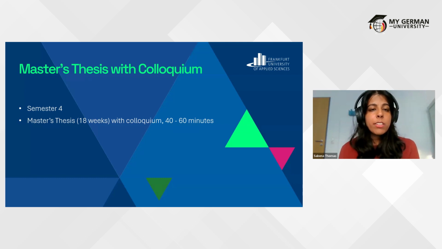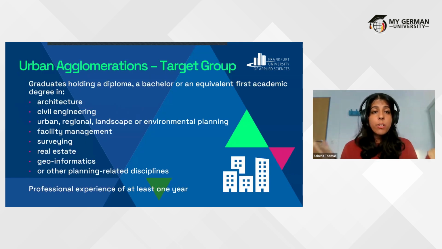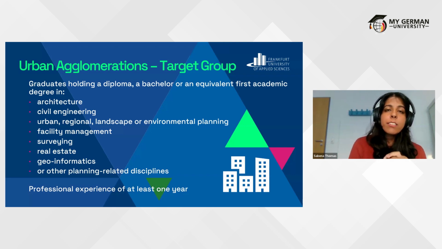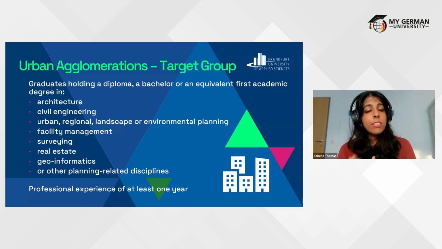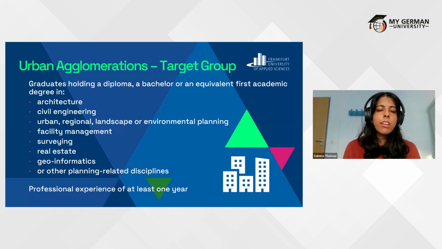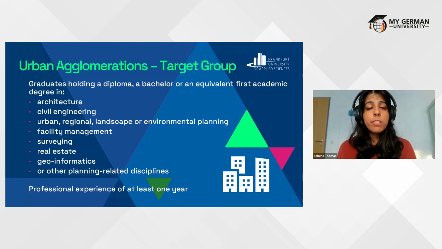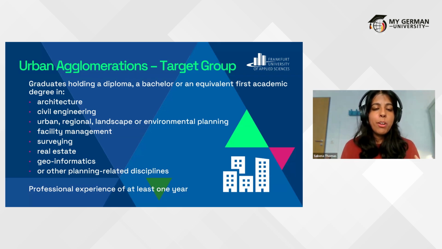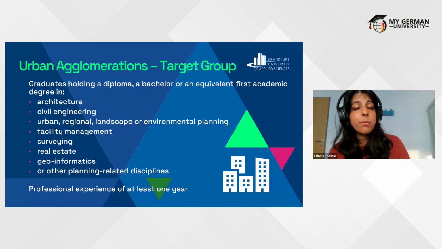So the application process itself, we're looking for graduates who hold architecture degrees, civil engineering degrees, planning degrees, anything related to the built environment, surveying and real estate. We have quite flexible requirements, and because this is such a big topic, sustainable development affects a lot of different things. It's a very interdisciplinary course, and so we are looking for all kinds of perspectives from different backgrounds. And we are looking for professional experience of at least 1 year.